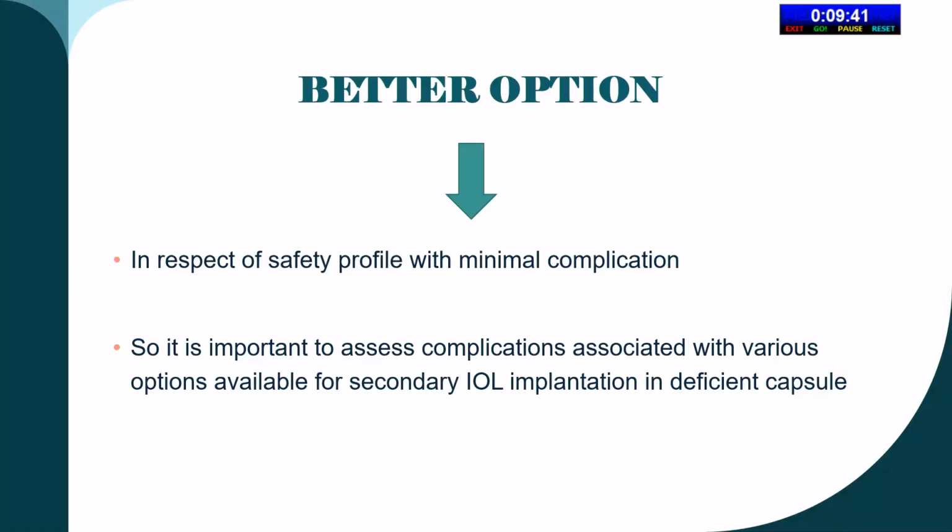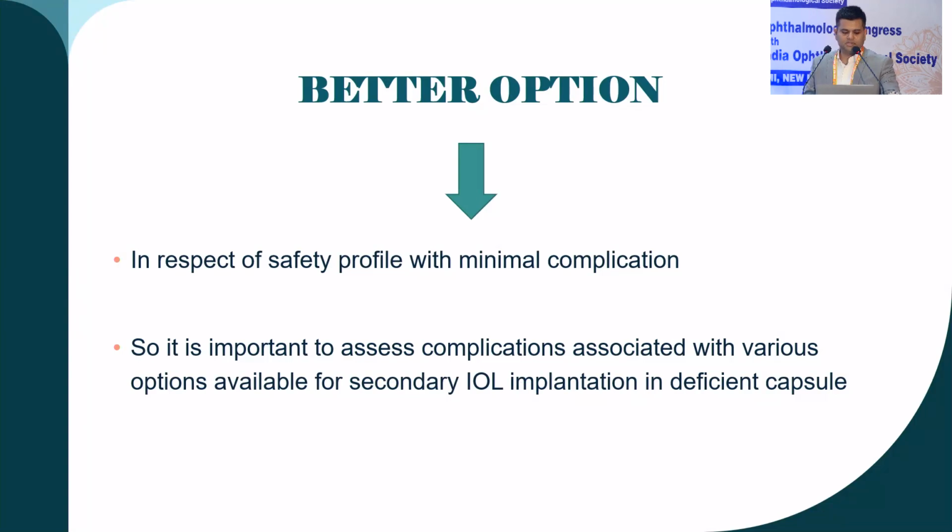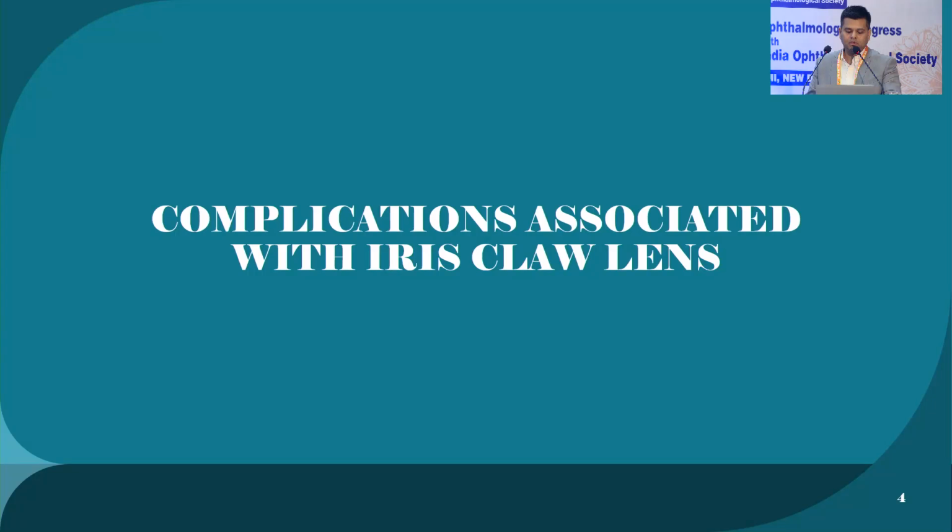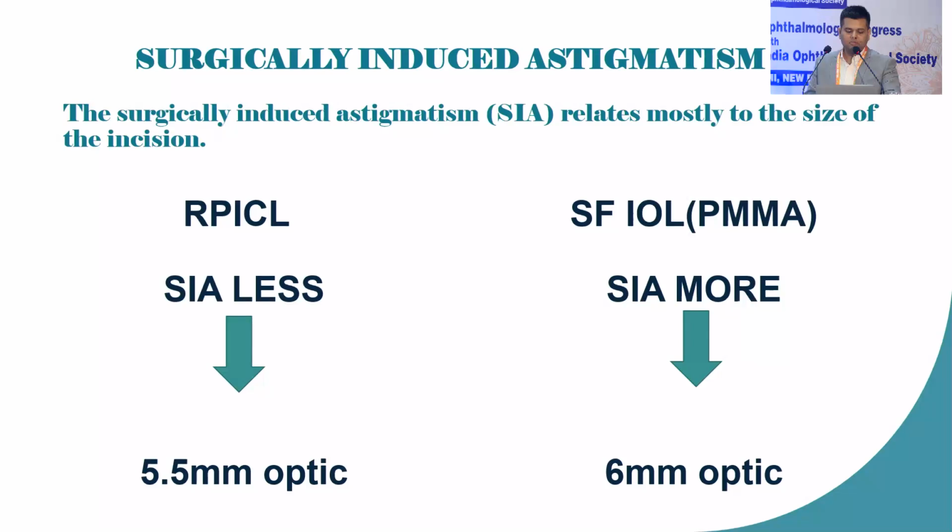Like for deficient posterior capsule, we have to choose a better option. We have to choose a better option in respect of safety profile with minimal complication. So it is important to assess the complications associated with the various options available for secondary IOL implantation in deficient capsule. So what can we expect in retropupillary iris claw lenses?